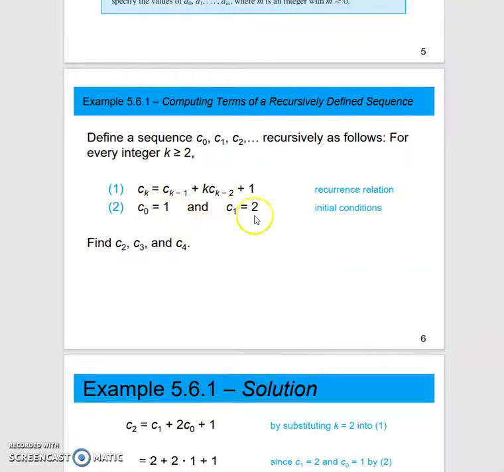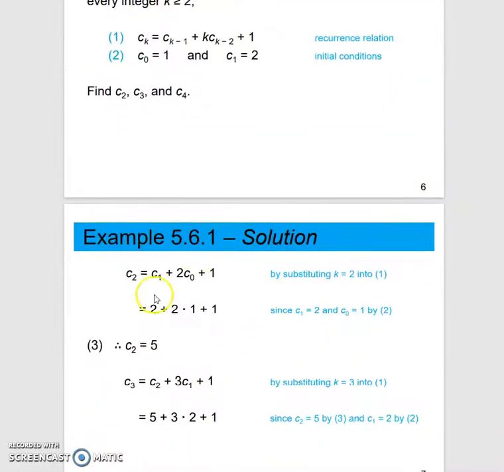C0 is 1, C1 is 2, and here's my recurrence. C of k is C of k minus 1 plus k times C of k minus 2 plus 1. So let's say we want to find C sub 2. That means it's going to be C1 plus 2 C0 plus 1. Again, our k value there is 2. That's where that 2 is coming from. And then I can compute that and get 5.